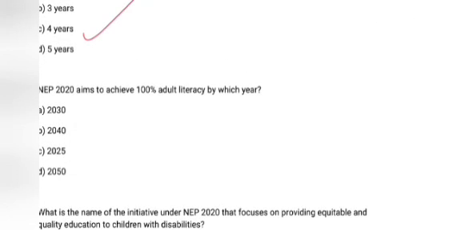Then NEP 2020, it aims to achieve 100% adult literacy by which year? 2030, 2040, 2025, 2050. So it will be 2030 year. Okay. This is the year.